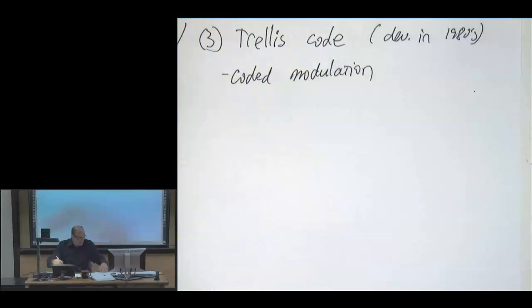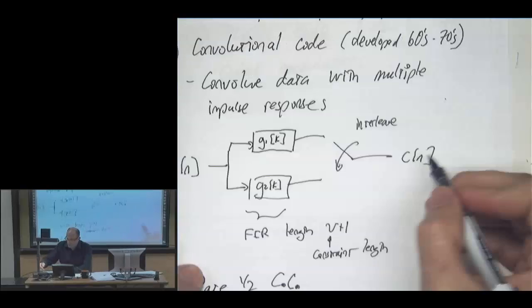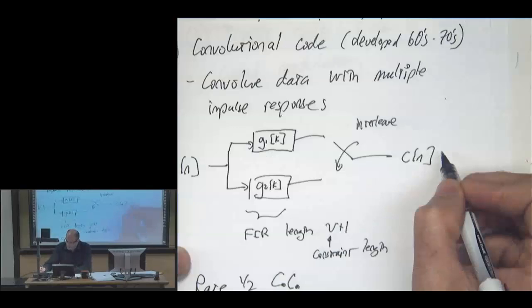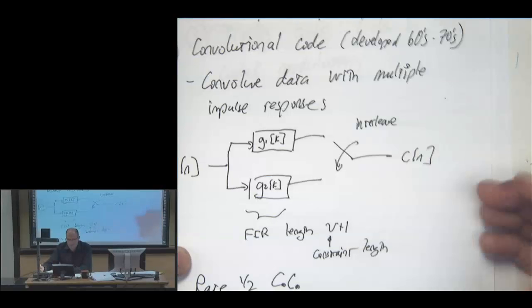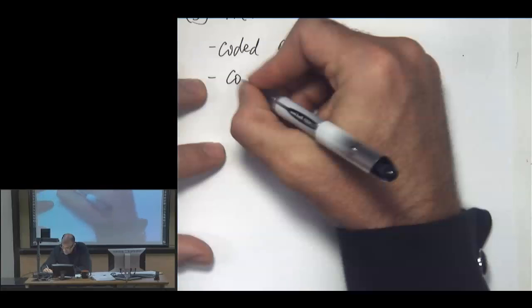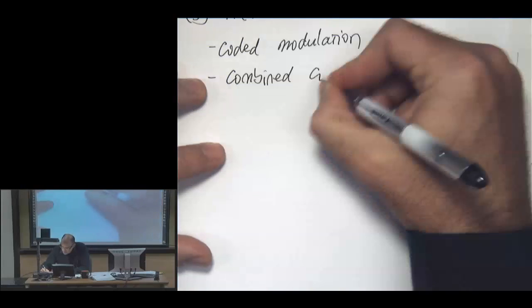We'll talk about modulation in a minute here, but basically these bits are mapped into complex numbers. So the trellis code does that operation at once. Instead of filtering the bits and then mapping, it does the mapping at the same time as the encoding. So it's combined coding and modulation together.